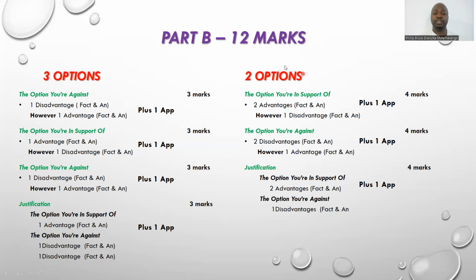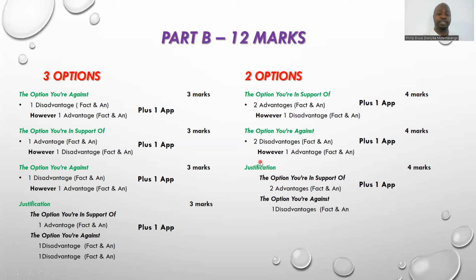And then you may use the second approach where you are supposed to provide a good discussion of each option as well. So if you are in support of the first option, you can provide 2 advantages and 1 disadvantage plus an application. By doing this, you will get 4 marks. And remember, your points should be clear. And then you go on to provide 2 drawbacks and 1 advantage of that other option that you are not in support of, plus 1 application. Then you get 4 marks.